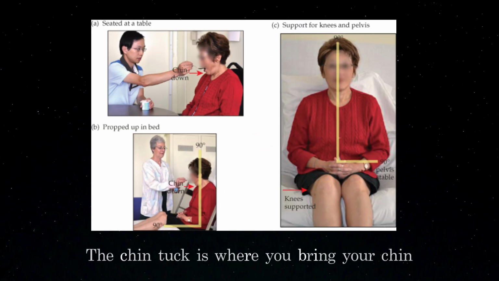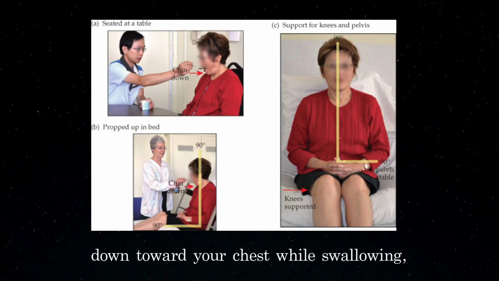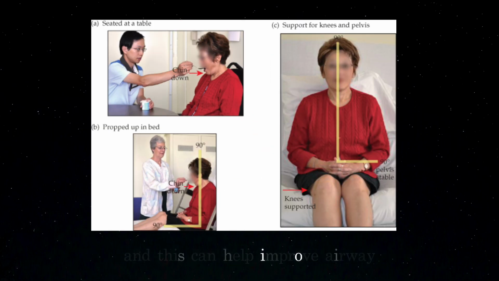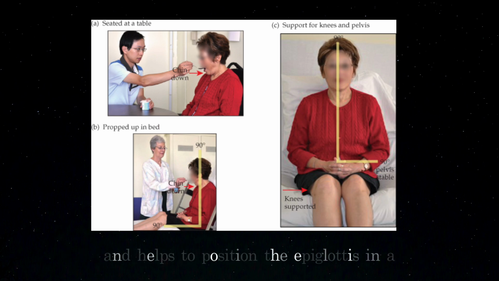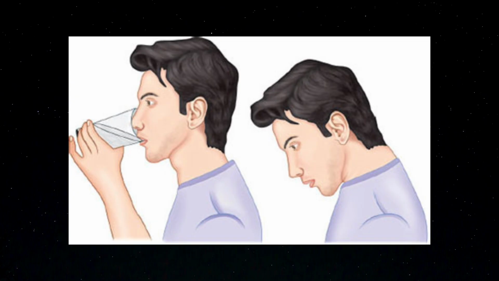The chin tuck is where you bring your chin down toward your chest while swallowing, and this can help improve airway protection. It works by narrowing the entrance to the airway and helps to position the epiglottis in a way that better protects the airway. It can also help slow down the movement of the bolus and keep it more controlled, reducing the risk of food or liquid entering the lungs.